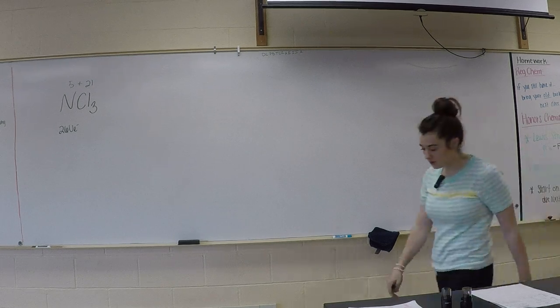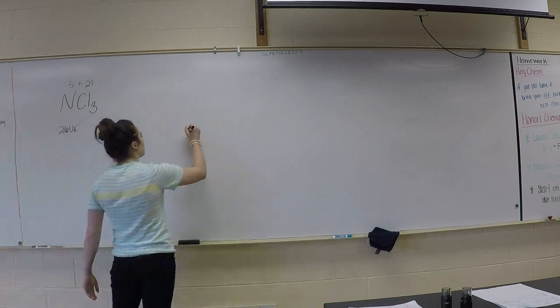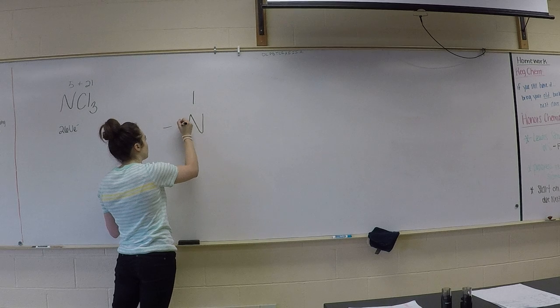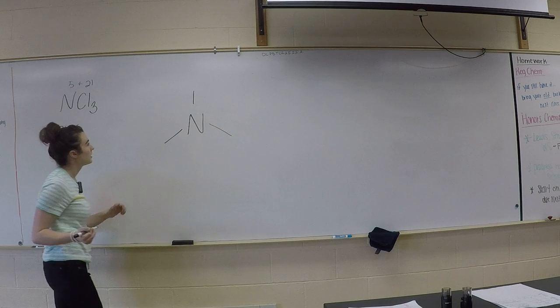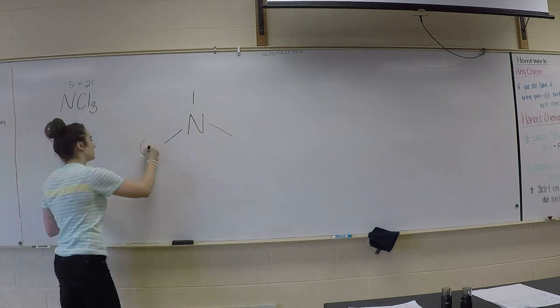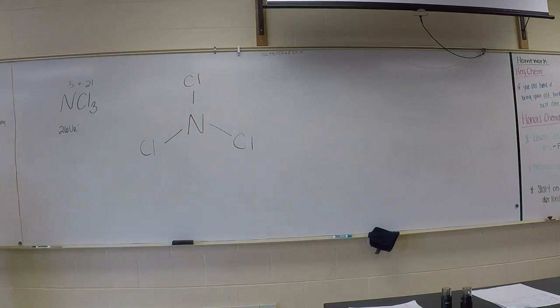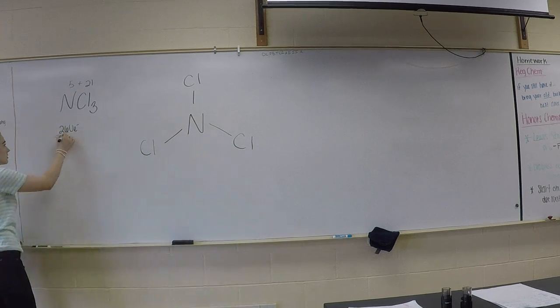Right, this is just an example. All right, so which one's going to go in the center? N. And what's going to spread out around it? The Cl's. Well, if they were to evenly spread out, it would look kind of like this. All right, so how many electrons did we just use up by drawing those 3 bonds? 6. 2, 3. So, yep, 3 pairs, 6, leaving 20.